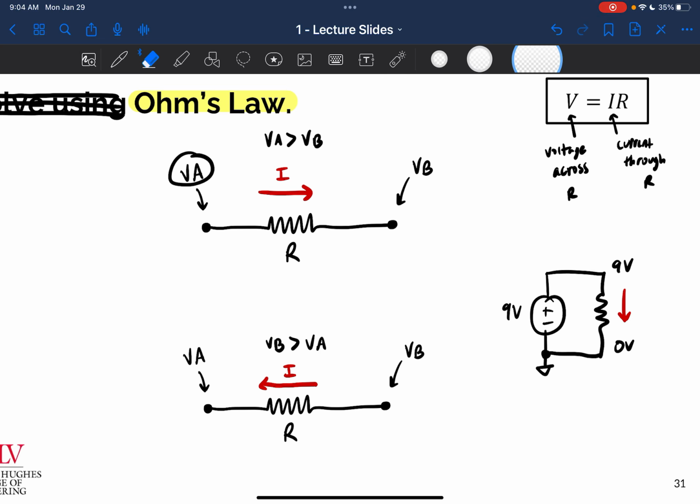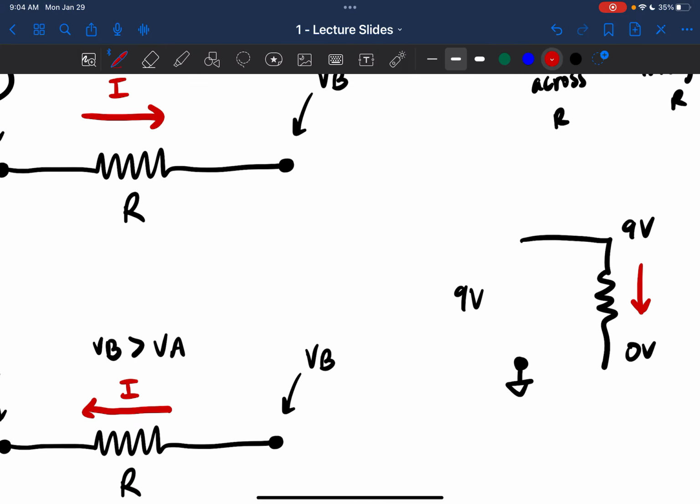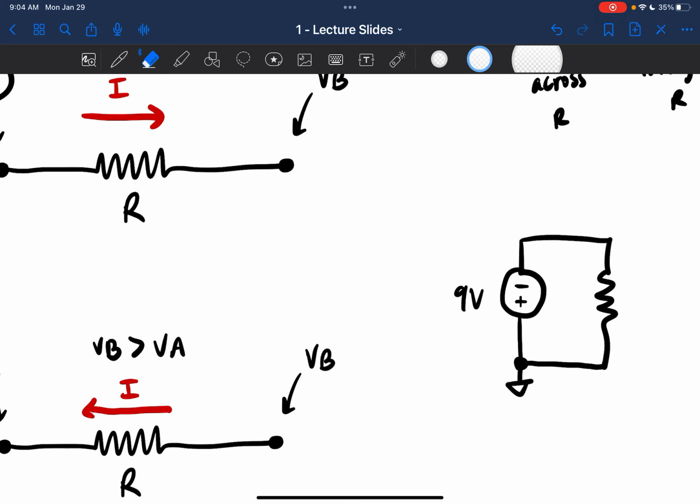And so what would happen in a case where I flip this battery? What if I were to draw it like this? Now what would happen? This is an interesting concept. I haven't seen this yet, so I'm going to erase my node voltages and I need to reassess.